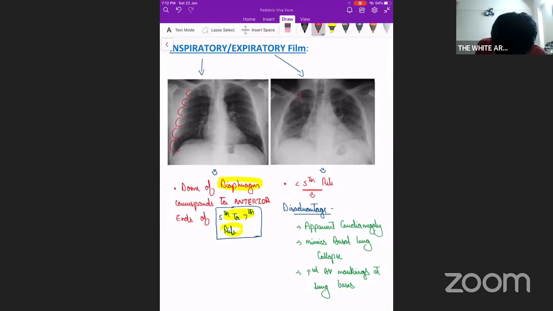So over here 1, 2, 3, 4 and 5, correct? So this is an expiratory film and this is an inspiratory film. The problem with an expiratory film is the diaphragm will become pushed up. So you might miss out a consolidation which is hiding over here. You might miss out a consolidation that is hiding in your right lower lobe, correct? So that is why we prefer inspiratory film over expiratory film.